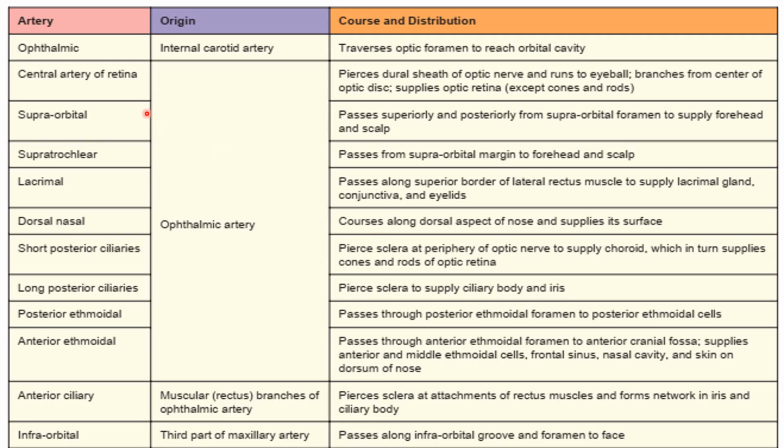These are also the branches of the ophthalmic artery: central artery of the retina, supraorbital, supratrochlear, lacrimal artery, dorsal nasal artery, superior, posterior short and long ciliary arteries, posterior ethmoidal, anterior ethmoidal, and the infraorbital.